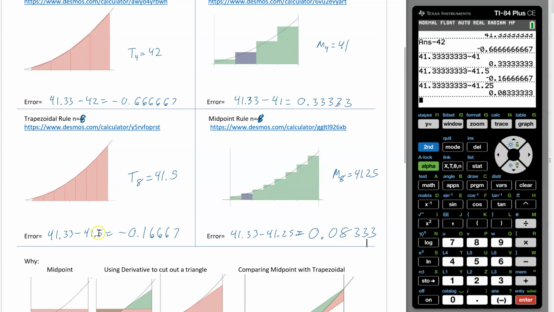So the error that we have here has to be negative in order to get it back to where we are. We'd have to subtract it from here. So we had to take 41.5, subtract something to get it back to 41.33. We'd have to take 41.25 and add something to get it back to 41.33. So this is a positive error, negative error. All right, so now let's look at why this is true.